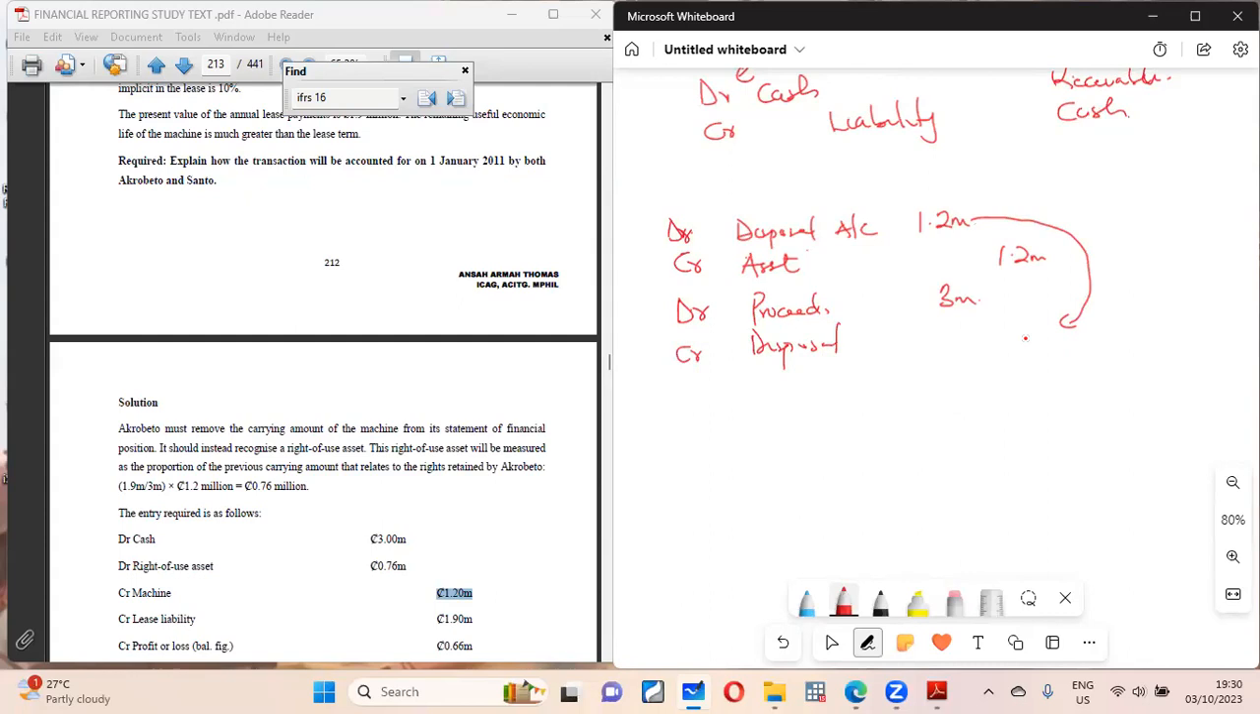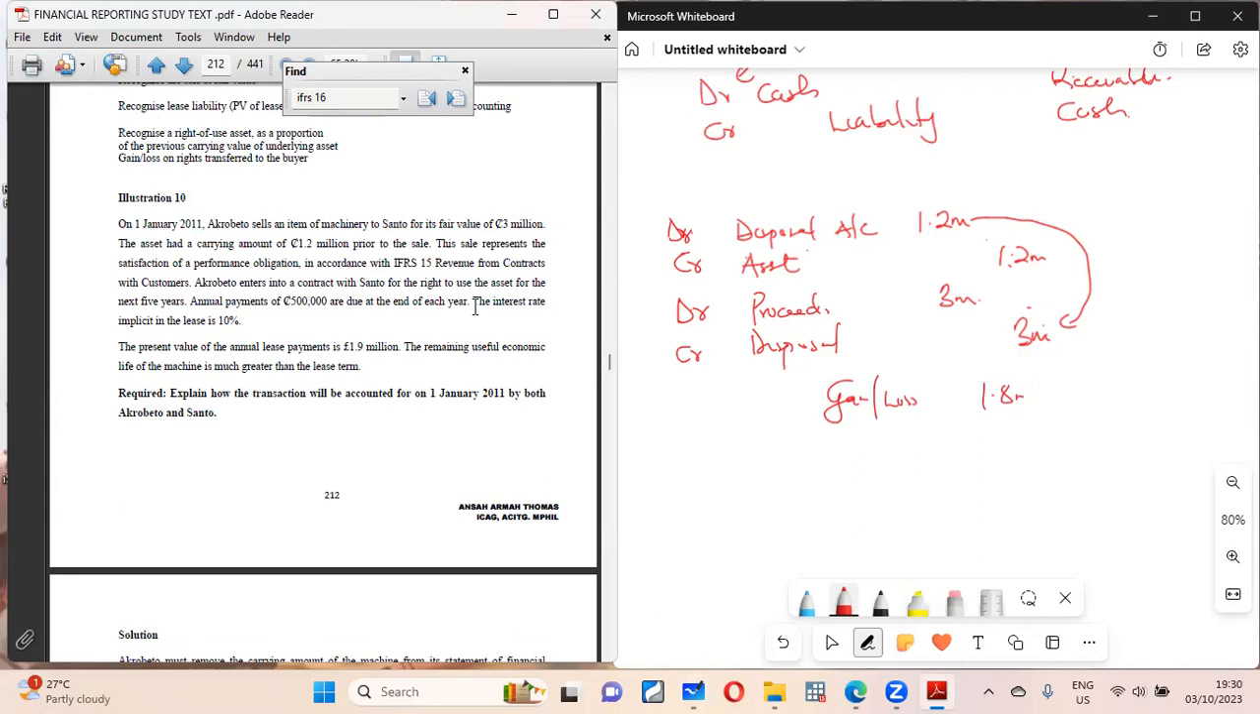So your gain or loss on disposal, what will be the difference between 1.2 and 3? It is 1.8. Good. So you have a gain on disposal of 1.8. So that is what we have here. At this point, we are done.